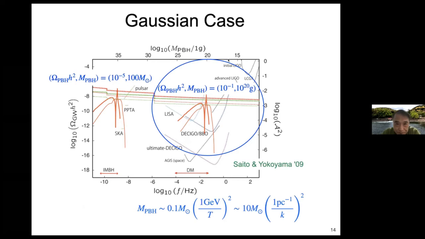Anyway, the spectrum of the gravitational wave produced from this large curvature perturbation has already been computed more than 10 years ago, a decade ago, by Saito and Yokoyama, so we can just directly use the result. And you find that, as I said, it just crosses the LISA or maybe the DECIGO and BBO bands. So this is a very, very interesting implication.